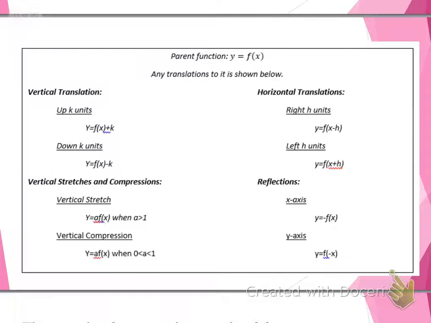Okay, so here's all of our shortcuts that we learned. We got horizontal translation right and left, reflection over x and y, vertical stretch and compression, so fatter and skinnier, and then vertical up and down.